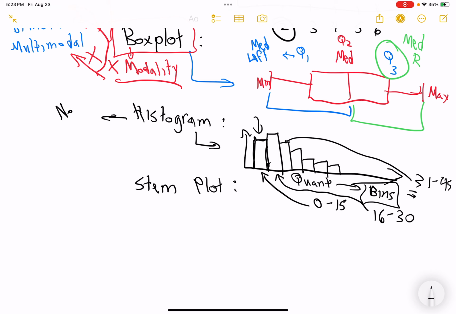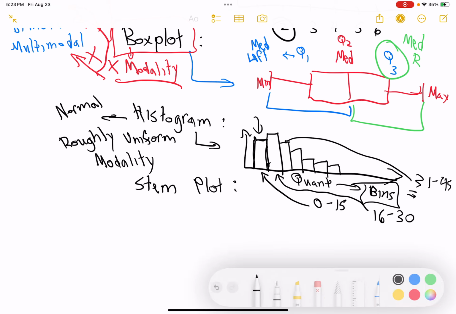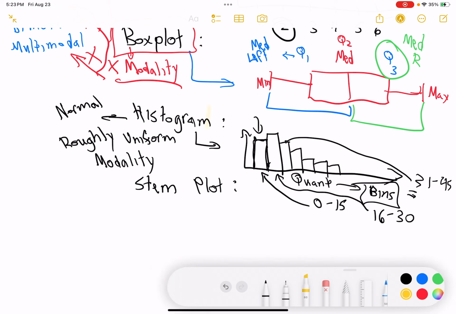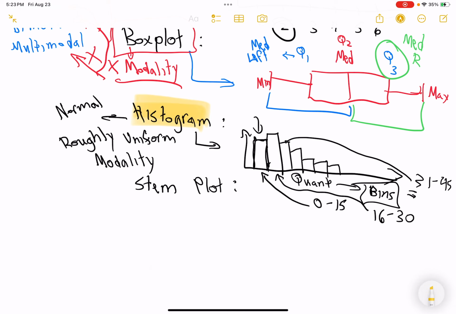Again, you can see if something is approximately normal. You can also see if something is roughly uniform, same deal. You can see that with the dot plot as well. And you can also see modality, right? This is part of why we love the histogram. The histogram, as the kids say, rolls deep. Okay.